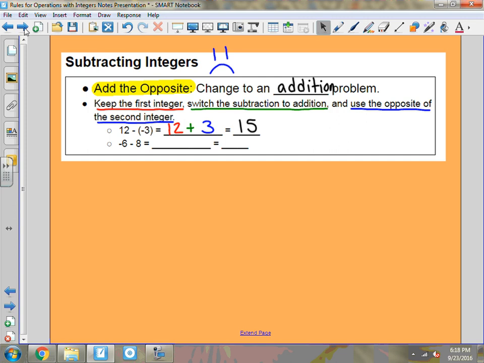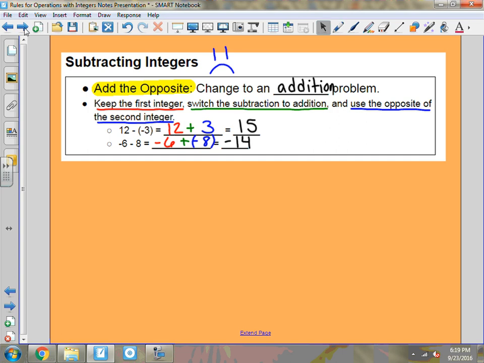Now look at the second example. We have a negative 6. So there's a negative in the front, and we're going to keep it because we're keeping everything with the first integer. Switching that subtraction to an addition, and the 8 is positive, now becomes its opposite, has to be a negative 8. And you can write that in parentheses to keep it organized. Negative 6 plus a negative 8 is now easier to look at because they're all negatives, and that would be a negative 14.